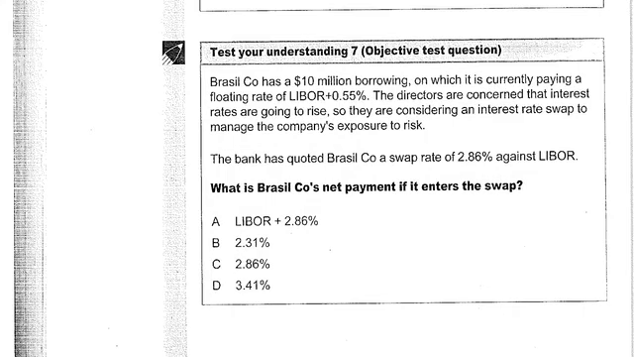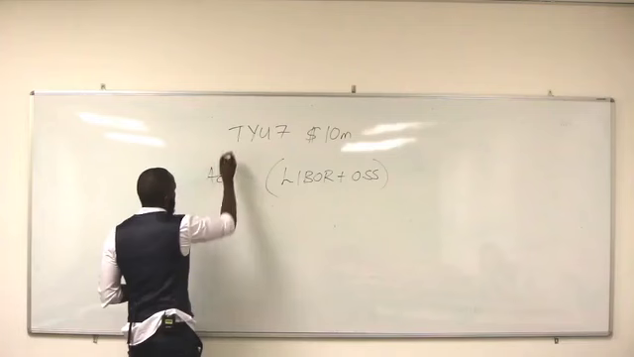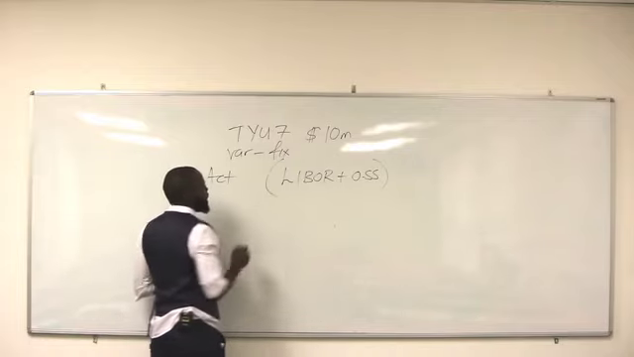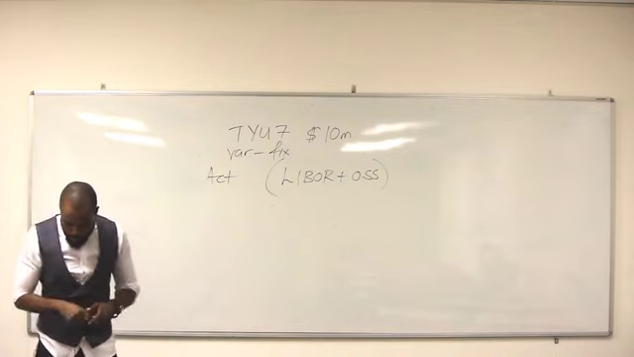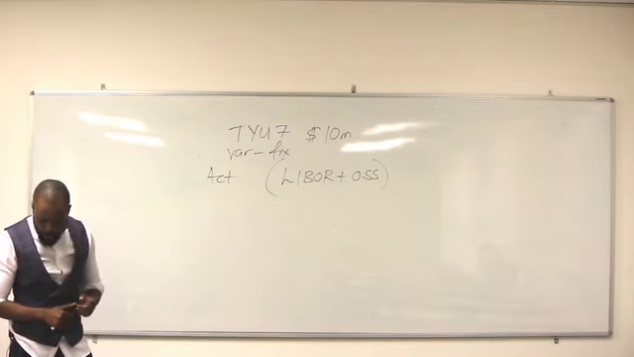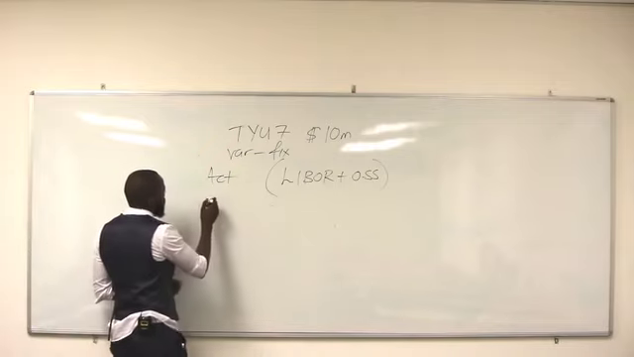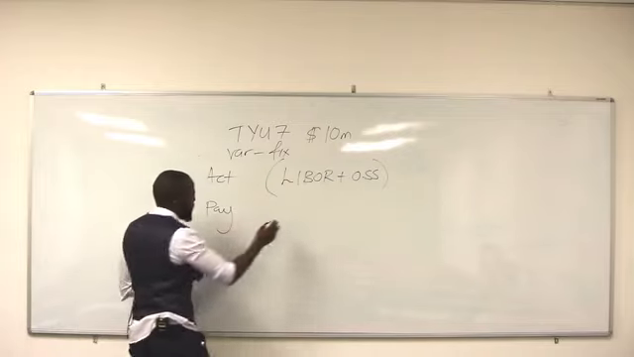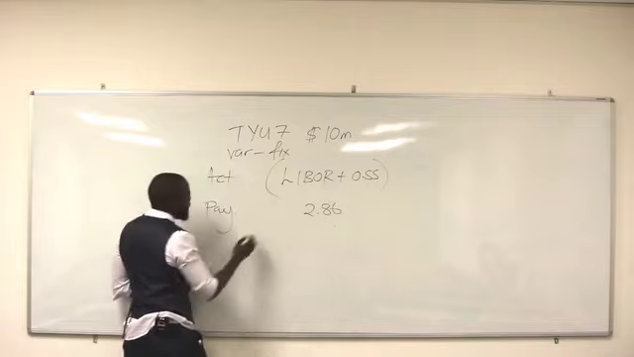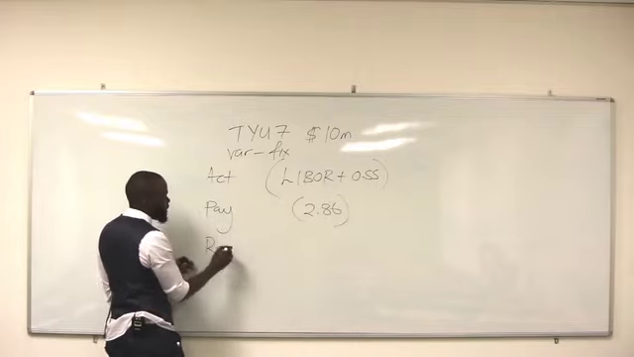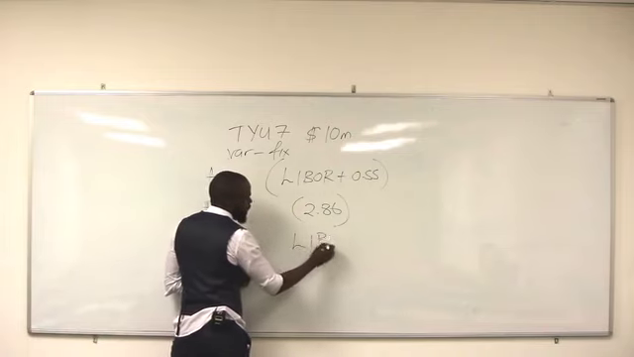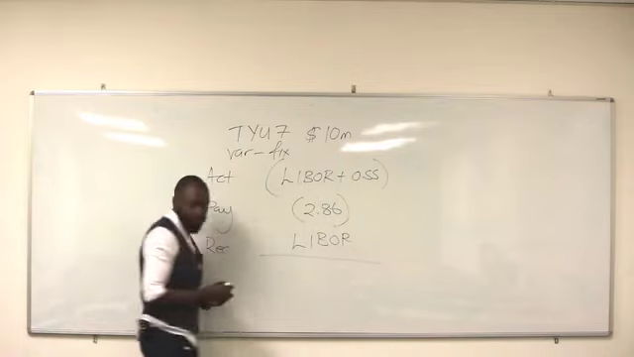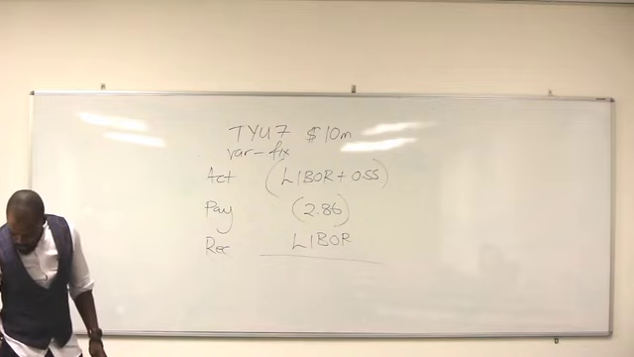Then the directors are concerned that the interest rates are going to rise. So here it's a variable rate, and they're concerned that the interest rates are going to rise, so they want to lock themselves into a fixed rate. Then the bank has quoted Brussels company a swap rate of 2.86 against LIBOR. So Brussels is going to pay a fixed rate, and the fixed rate is 2.86. Then Brussels is going to receive LIBOR. So our payments are in brackets. The LIBORs cancel each other, then we remain with 2.86 plus 0.55.